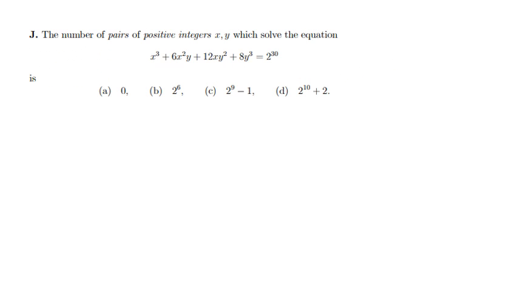Okay, this one again, like the last question, is something that's really important to spot. If you've got an x cubed, a y cubed, and we've got x squared y and x y squared, that to me suggests we're going to have something that can be factorized into a cubic. So this one is going to factorize to x plus 2y cubed equals 2 to the power 30.